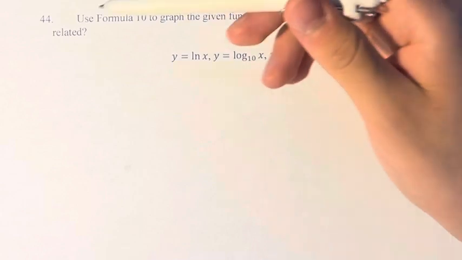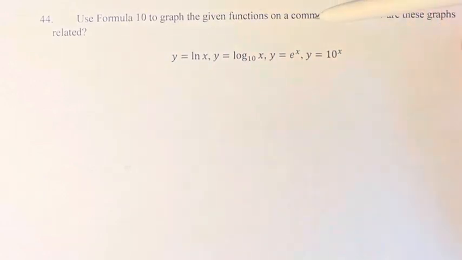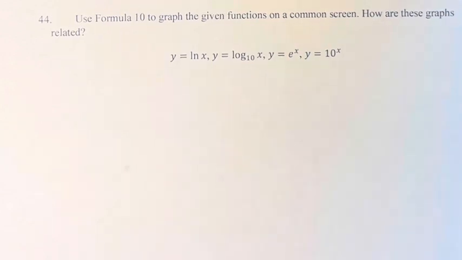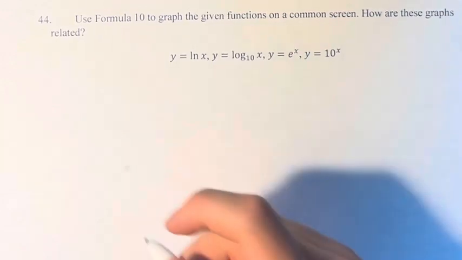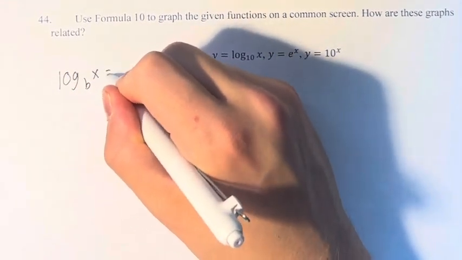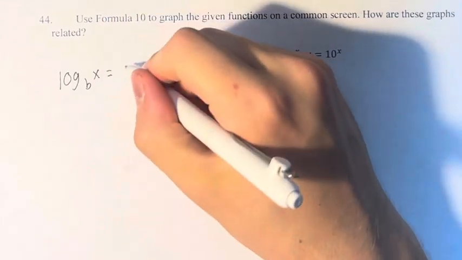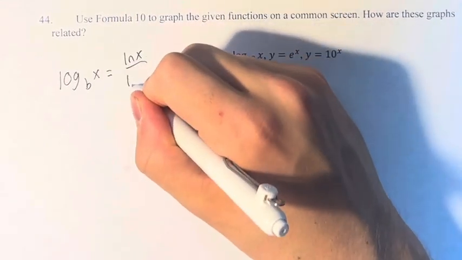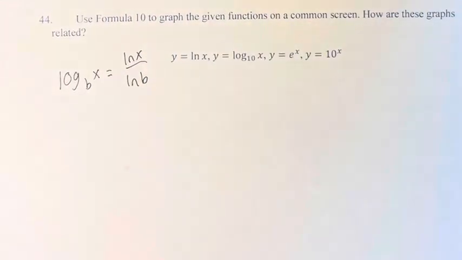In this problem, we're asked to use Formula 10 to graph the given functions on a common screen, and we're asked how are these graphs related. So Formula 10, what they're referring to is the change of base formula, and in the particular textbook, it is log base b of x is equal to ln of x over ln of b.